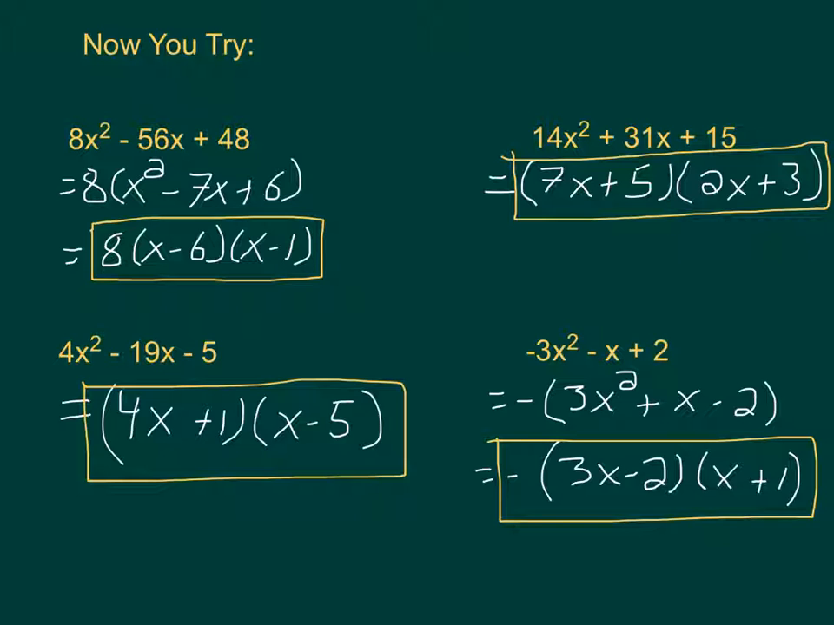Quick notes, the first one just involved a greatest common factor of 8. The last one involved removing a common factor of a negative and then working with a kind of normal problem from there. And the other 2 problems are relatively straightforward, just took a little trial and error. All right, hope that went well.